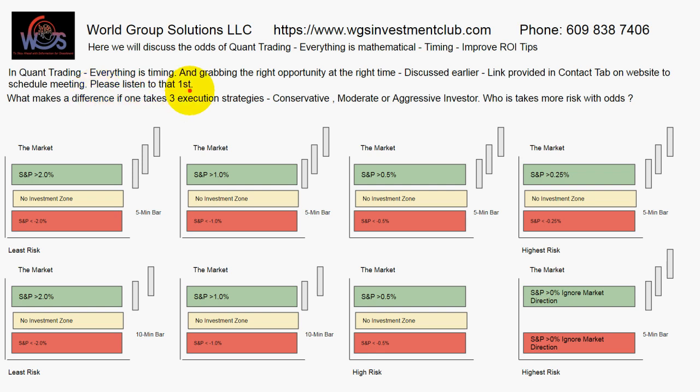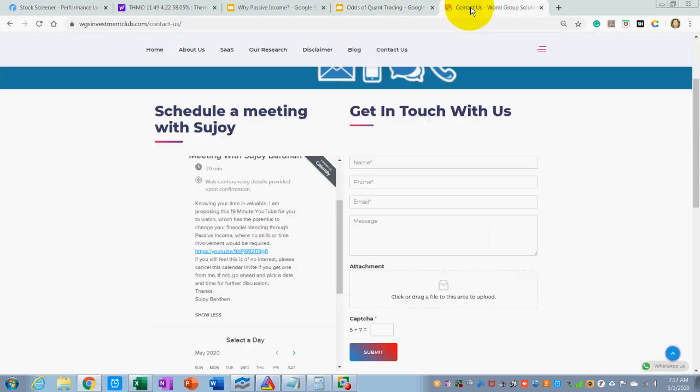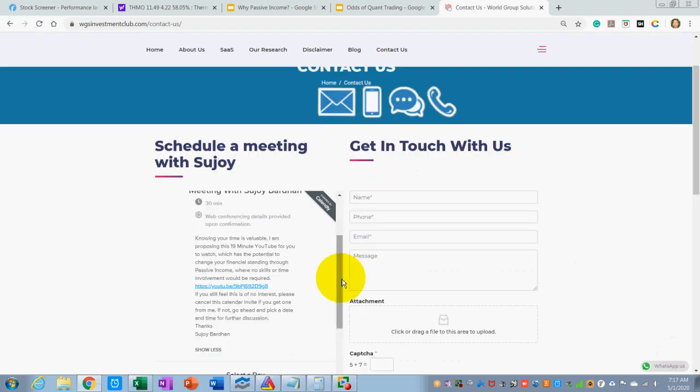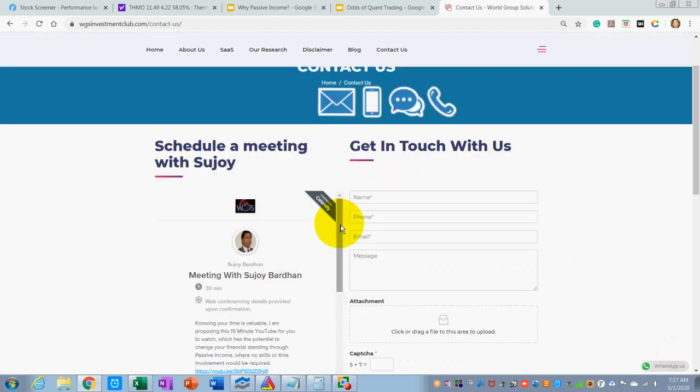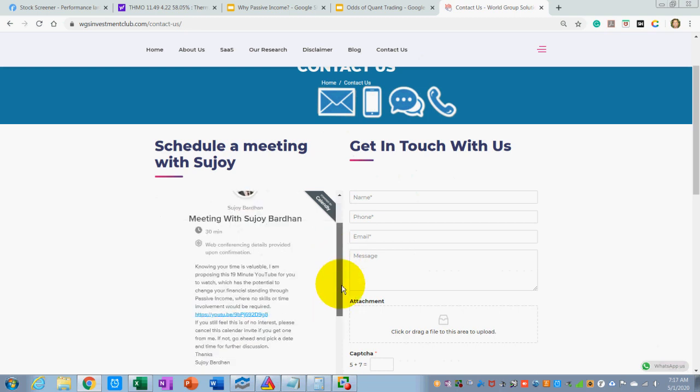I would expect everybody to go through the first slide, which is here. It is also on the website. If you go to my website, which is wgsinvestmentclub.com, and under the contact, you will see the first slide in the form of the YouTube. The second one, which I'm doing now, would also be somewhere here. So I would appreciate viewers who are getting in touch with me to go through those two slides so that our conversation can go further.